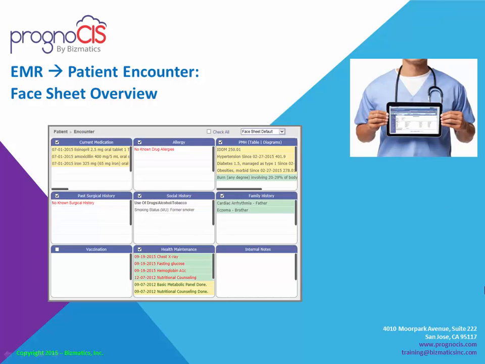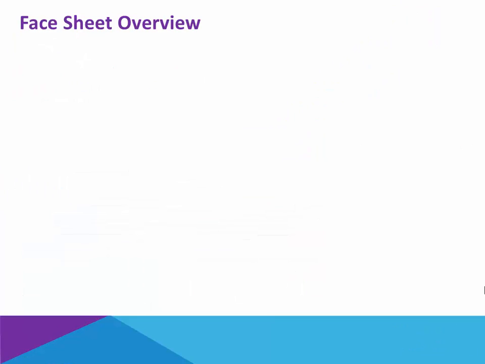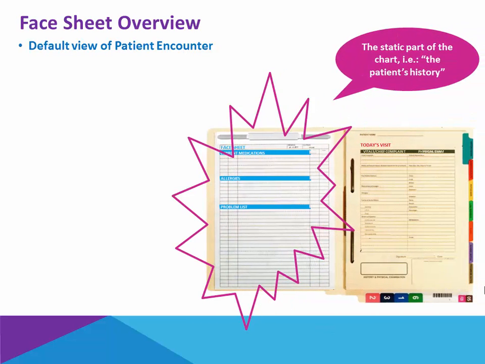EMR Patient Encounter Face Sheet Overview. When opening a patient's encounter in Prognosis, the default view is going to be the face sheet. Now, the patient's face sheet is the static part of the chart. In other words, the patient's history, which carries forward from one visit to the next.